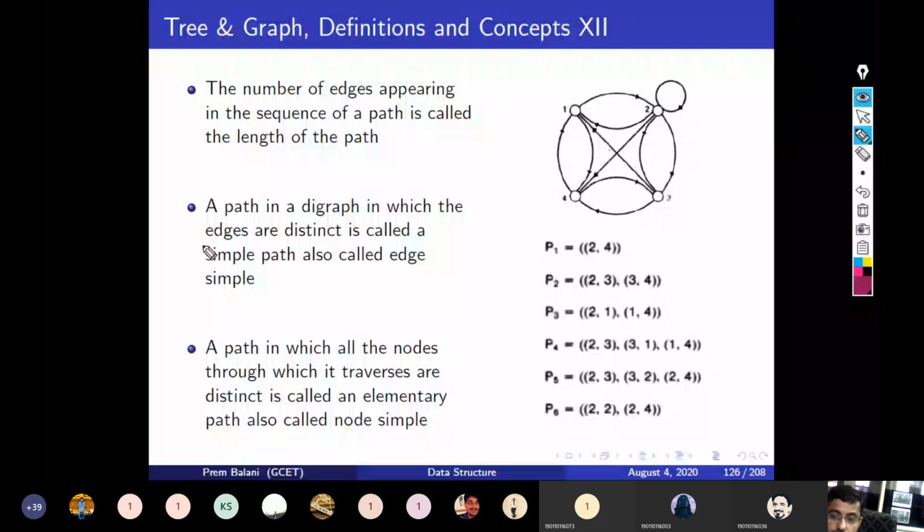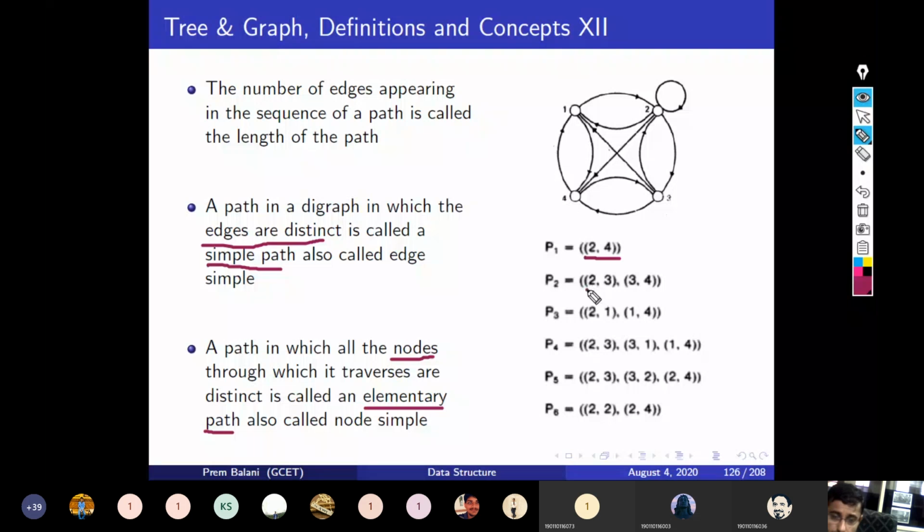Here, this is the first path, only one edge is there. I am going from 2 to 4. So this is a simple path as well as an elementary path, right? Now 2 to 3 and 3 to 4. Here, when it is said the nodes are distinct, even though 3 appears 2 times, we have to consider it as distinct, because the same node is referenced here, by 2 to 3 and 3 to 4. So that's why 2, 3 and 4 are considered distinct.